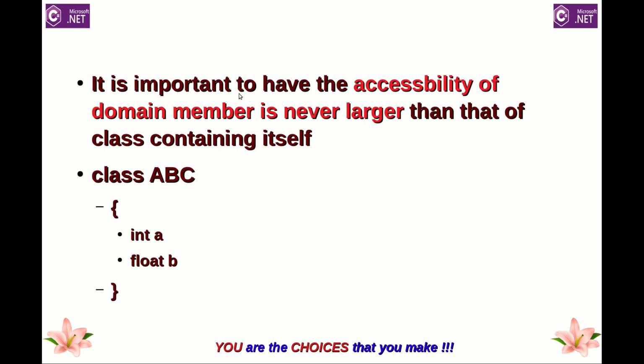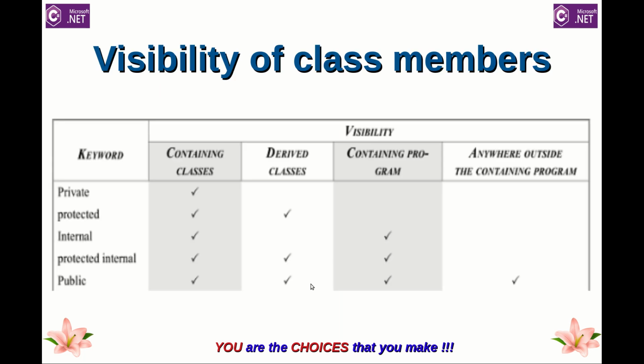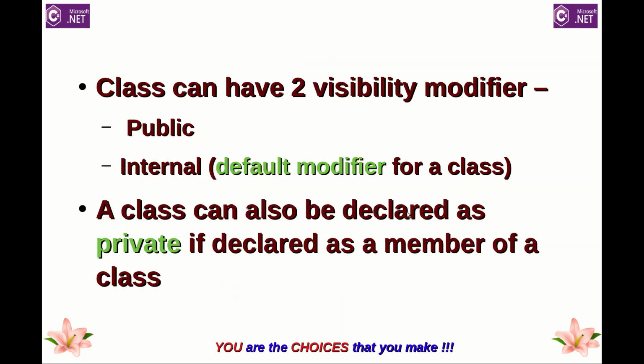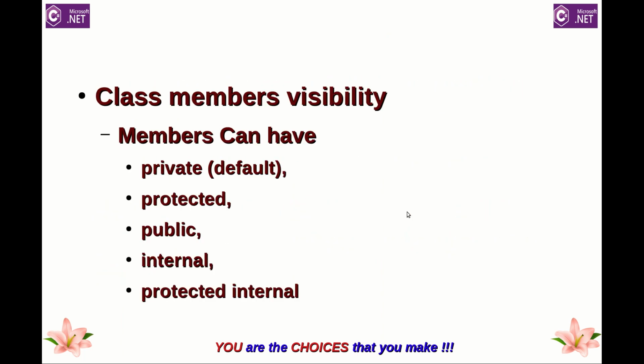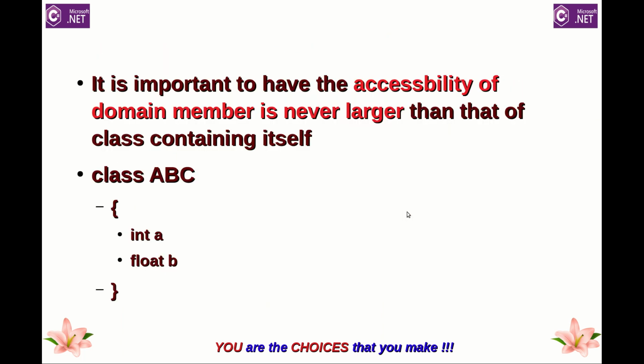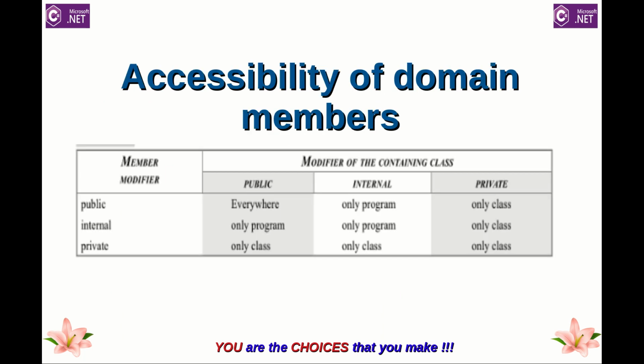The very important criterion when you define an access modifier for a member is that the accessibility of the domain member should not be larger than that of the class containing it. So whenever you define an access modifier, you have to think about whether the member is to be accessed inside the class, outside the class, or outside the program itself. Then decide the accessibility control for the class also accordingly.